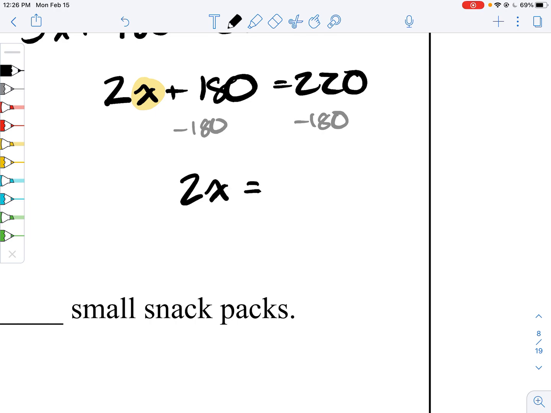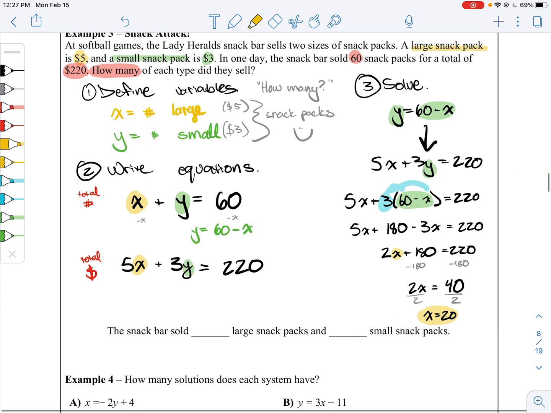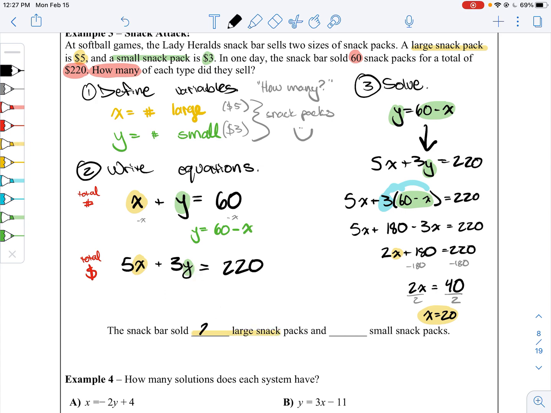Continuing on, we have 2x equals 40. And in our last step, in a last-ditch effort to get x all by himself, we've got x equals 20 after dividing by 2. Cool. So x equals 20. What does this mean in the context of our problem? Well, remember that x meant the number of large snack packs sold. So that's the answer to the snack bar problem. How many large snack packs? They sold 20 large snack packs.